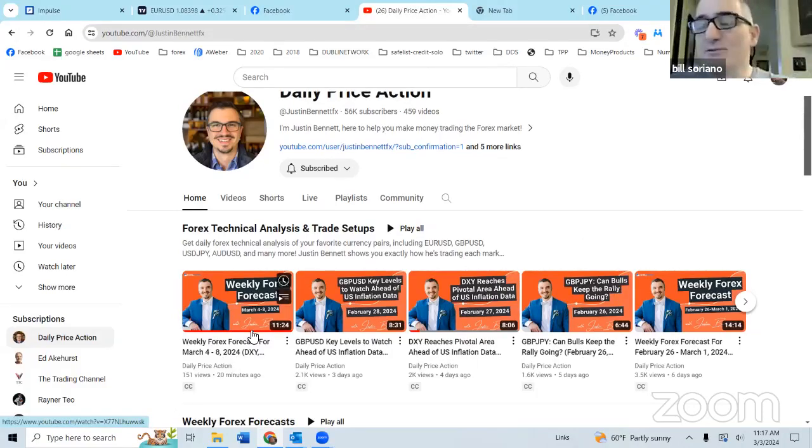The forecast is interesting because he goes over the DXY, the dollar index, and shows how that relates to how you want to trade the USD pairs like EUR USD, GBP USD, and USD JPY, the dollar yen. And it's interesting how he showed this week how they're in consolidation. This is something that we've taught in our community for years. Let me just show you real fast what I mean.